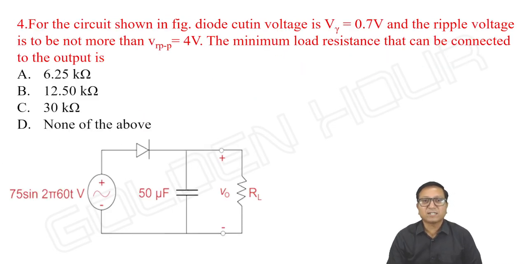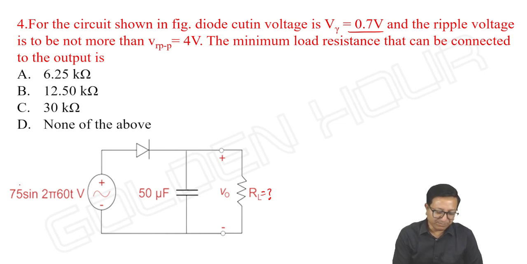Next, for the circuit shown in figure, diode cut-in voltage V gamma is 0.7 volts, and the ripple voltage is to be not more than 4 volts. The minimum load resistance that can be connected to the output is, what is the value of RL? Okay, see Vm peak amplitude is 75 volts, which is very large in comparison with V gamma. So we need not worry about that difference.